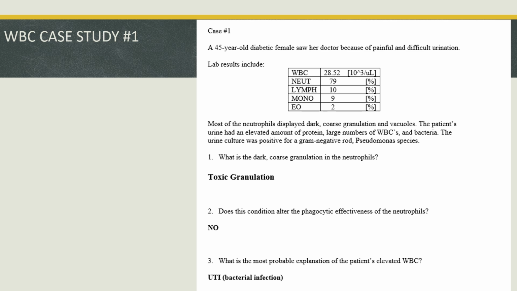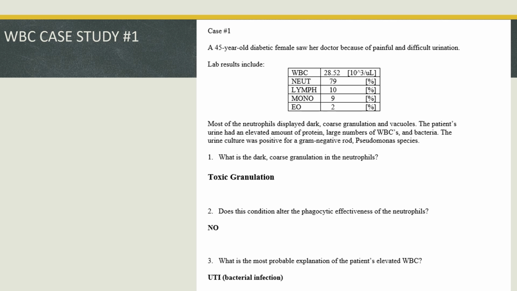So let's kind of move forward. On the peripheral smear, we noted that the neutrophils displayed dark, coarse granulation and vacuoles. What is the dark, coarse granulation in the neutrophils? Well, if you suspect a bacterial infection of sorts, the most likely cause of the dark, coarse granulation in the neutrophils would be toxic granulation. Because remember, we have a few things that are associated with infection. One of them is toxic granulation, one of them is Dohle bodies, and the other we see vacuolated neutrophils.